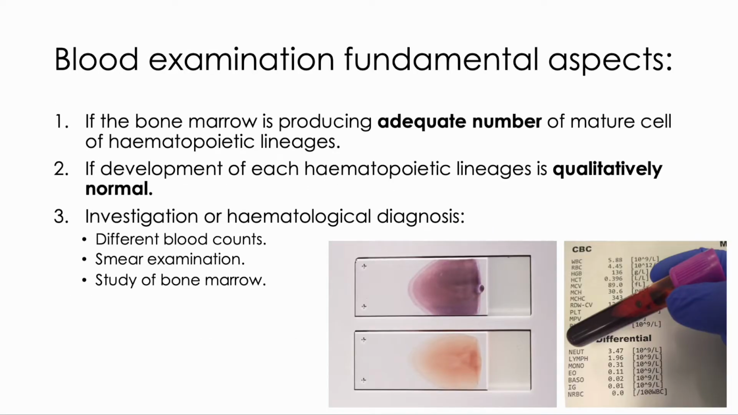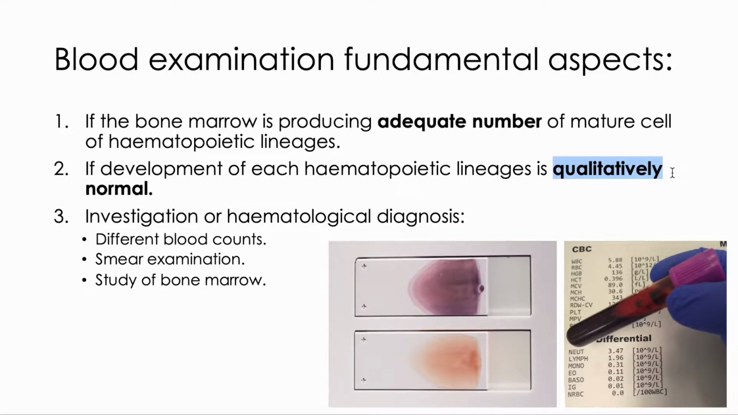So its fundamental aspect, if you take a look at the bone marrow, the bone marrow is actually producing an adequate number of matured cells or the matured hematopoietic lineage. It should be quantitatively normal and qualitatively normal. So what does that mean by an adequate number? It means that the quantity, the amount of red blood cells in our system must be an adequate number. There is a number that we should meet in order to perform the effective function of the blood, as well as the quality of the blood itself.